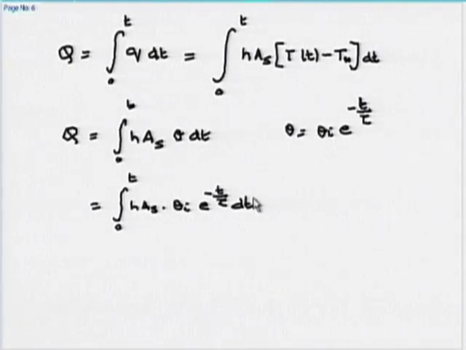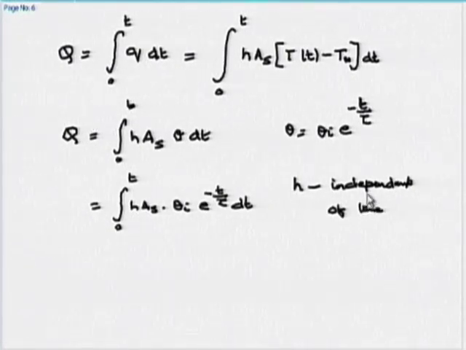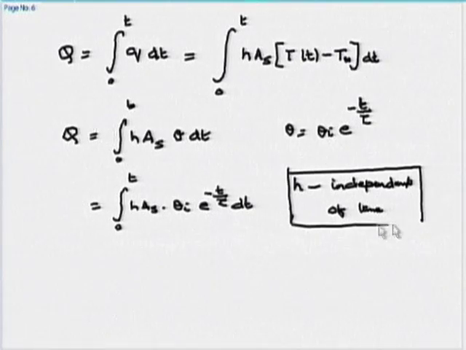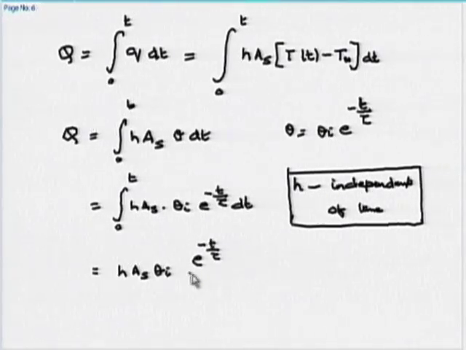Take a while and integrate this for me. I can take hAs θi outside. I am assuming that h is independent of time, which is not an unreasonable assumption, since most of the times h is independent of time. And θi is constant and surface area is constant, so definitely I can take them out of the integral. That is hAs θi, and if I integrate e^(−t/τ), that is e^(−t/τ) upon minus 1 by τ between the limits 0 to t. So what do I get?